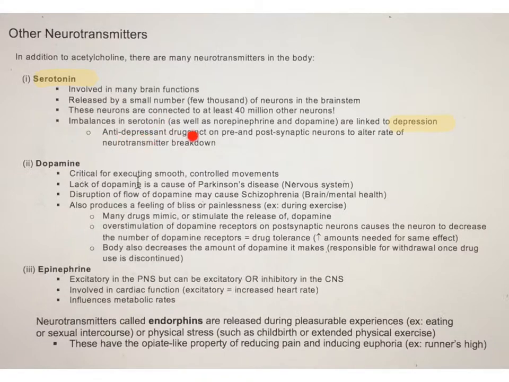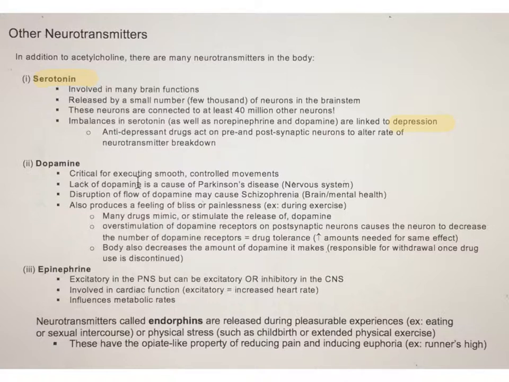So what antidepressant drugs do is they act on these pre- and post-synaptic neurons to alter the rate of the neurotransmitter breakdown. So how quickly are those neurotransmitters being broken down? Is there an imbalance in that? And a lot of those drugs will act on those areas.